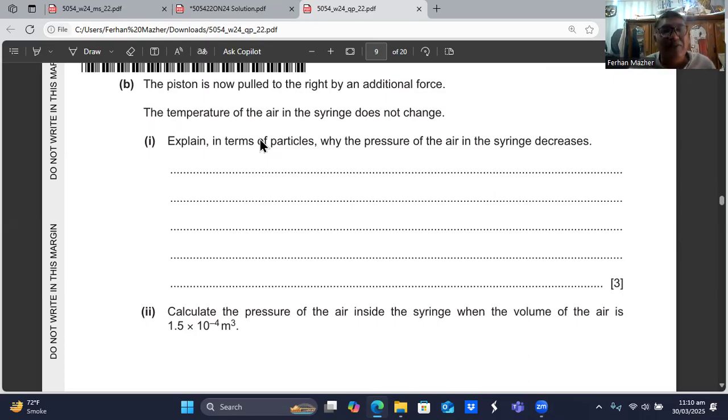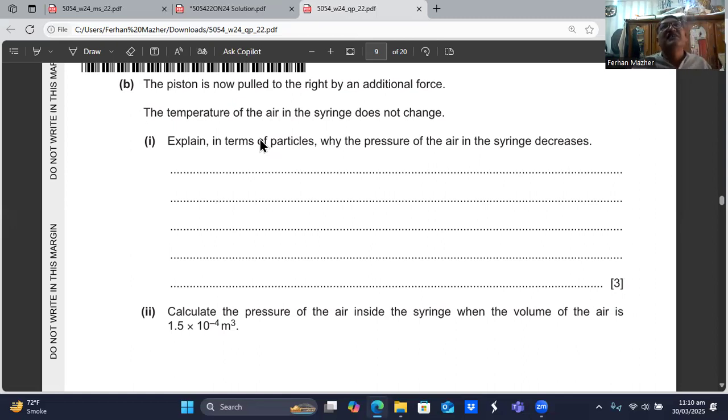You remember that P1 V1 equals P2 V2. That famous equation: the pressure and the volume are inversely proportional to each other if the temperature of the gas is constant. So what will happen? The pressure of the gas will decrease, because now the collision frequency of the air particles colliding with the piston and the sides of the cylinder will decrease.